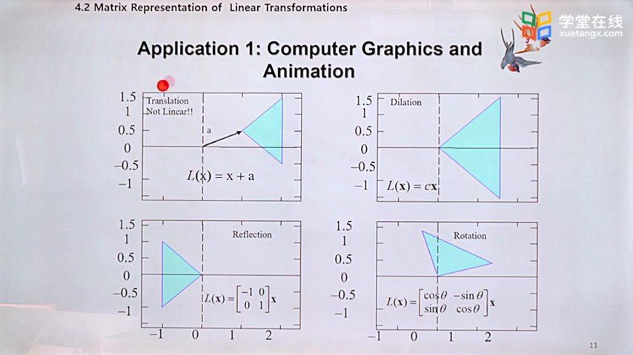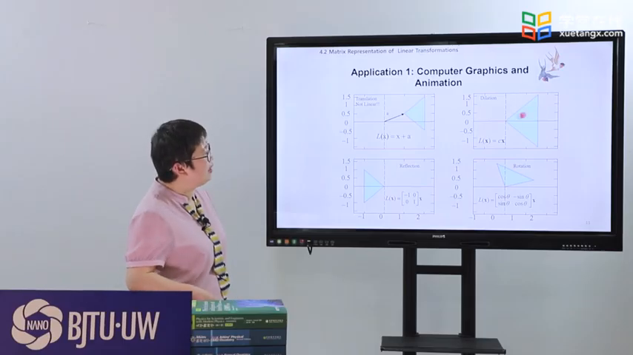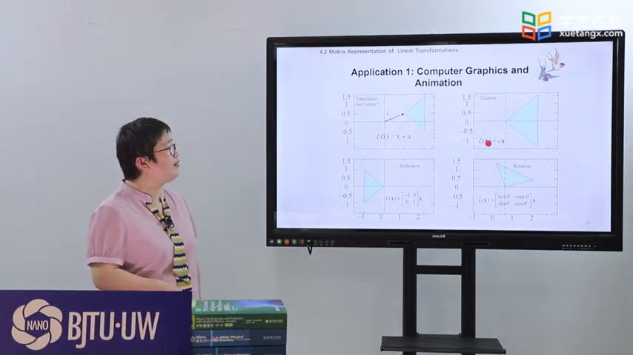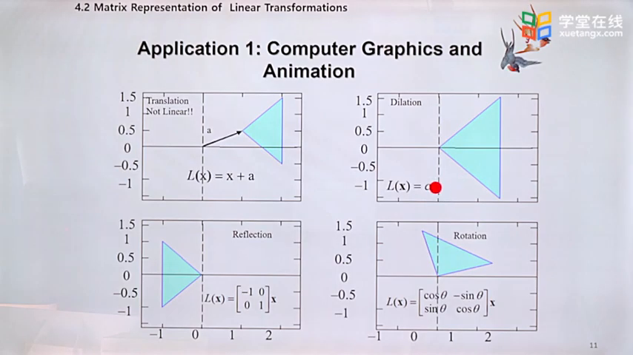But this mapping is not a linear transformation. You can show easily that, for example, L(alpha x) equals alpha x plus a, which in general does not equal alpha times L(x). We write another animation as L(x) equals c times x. If c is greater than 1, you enlarge this triangle. So this is a dilation.